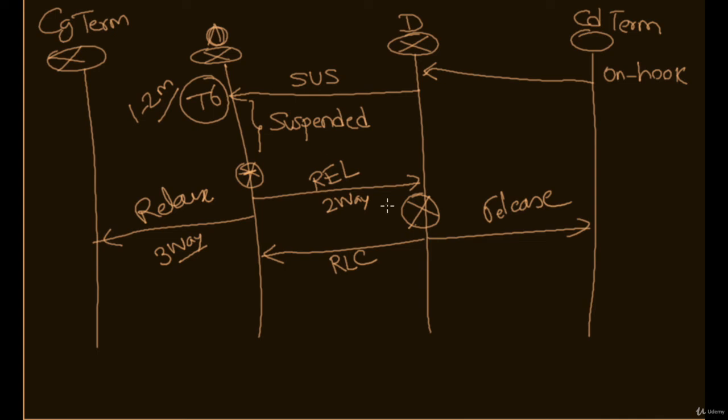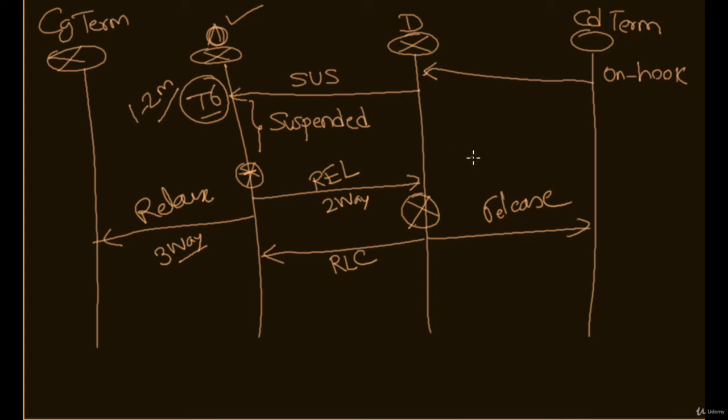So the key point here is that for the network initiated suspend, the controller for the suspend is going to be the originating exchange, because the timer is running at the originating exchange and not at the destination exchange. The timer which runs is the T6 timer, and after the timer has expired, the originating exchange is the one which initiates the release procedure towards the calling terminal as well as towards the destination exchange. So I hope this is clear.